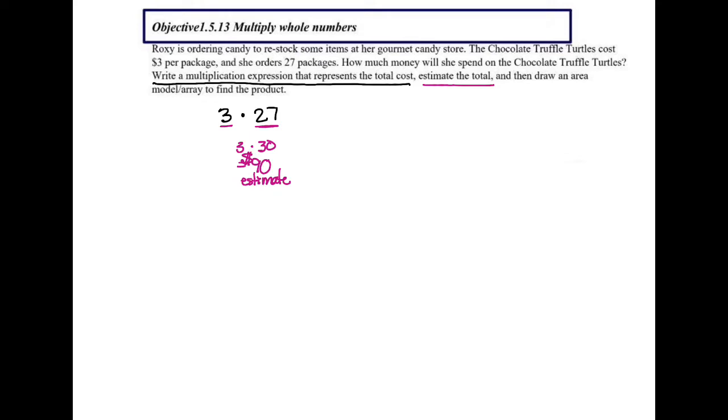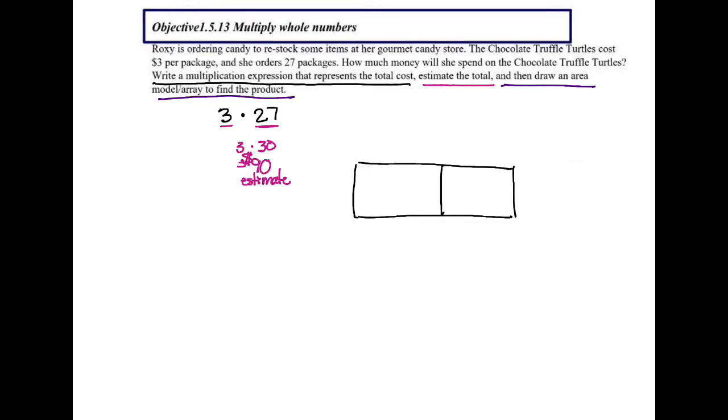Okay, now we're going to draw an area model or an array to find the product. Okay, and that's what this is right here. Let me get it set up. Because we only have a single digit this way, and now we're going to have 20 plus 7 across the top. Okay, when you're finding an area, you do length times width, right? So here's our length and here's our width. We're going to multiply those and get our answer.